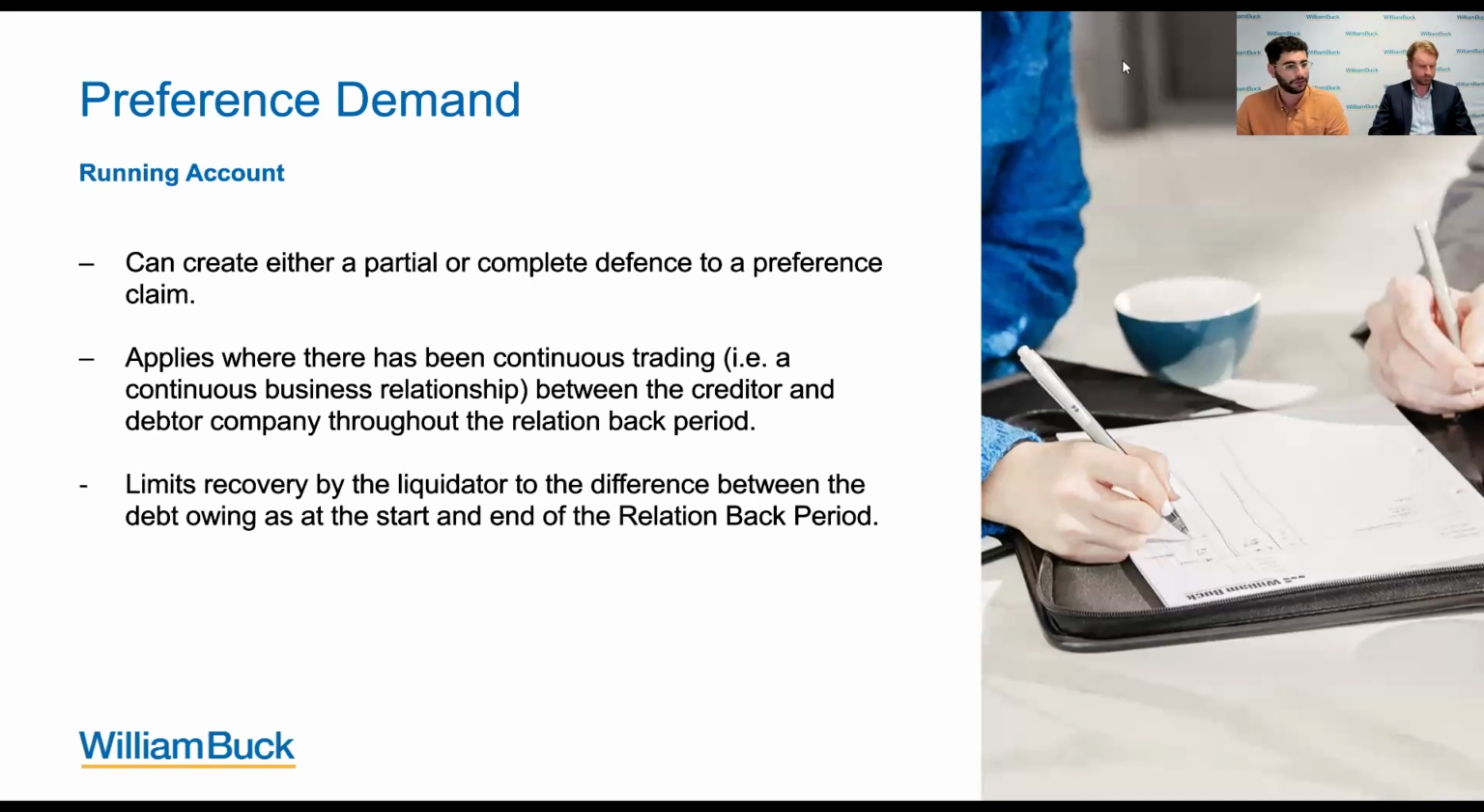Thank you, Garth. The first one that I'll give some further background on is the running account defence. This is a common defence we see that can create either a partial or complete defence to a preference claim, and I'll show how that works in practice in the next slide. It applies where there's been a continuous trading business relationship between the creditor and the debtor company throughout the relation back period. It limits the recovery by the liquidator to the difference between the debt owing at the start and at the end of the relation back period.